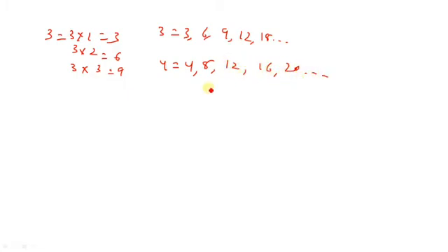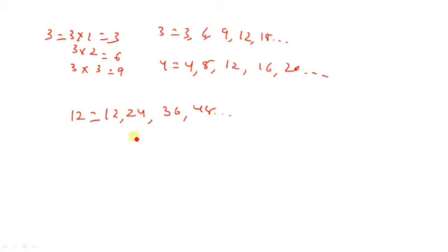So there will be an infinite number of multiples of a number. Suppose there is 12. What are the multiples? 12 into 1 is 12, 12 into 2 is 24, 12 into 3 is 36, 12 into 4 is 48 and so on.